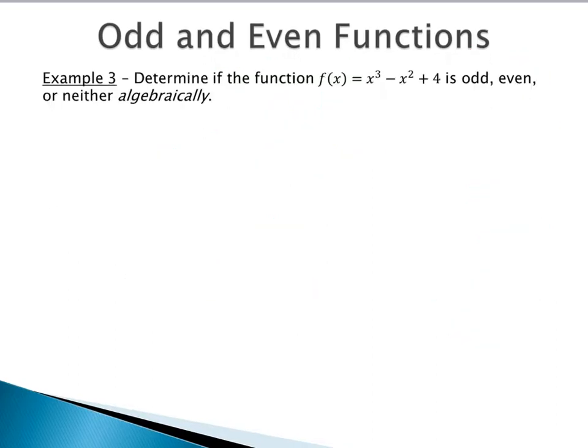So now we want to show if the function f of x equals x to the third minus x squared plus 4 is odd, even, or neither algebraically. So algebraically means showing that f of negative x equals f of x for it's even, or f of negative x equals negative f of x if it's odd.